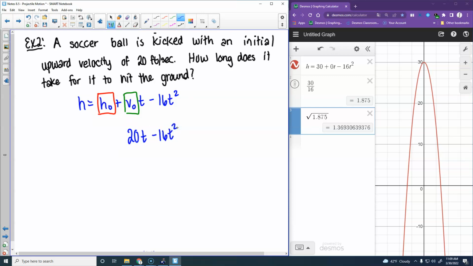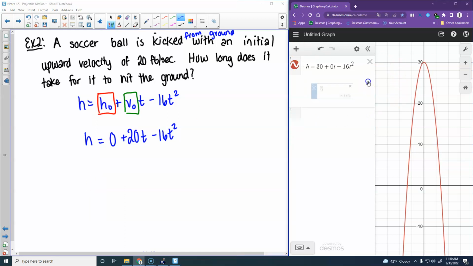What is my initial height? Okay, so a lot of times it will say it is kicked from the ground. It did not say that here, but we would assume that if the soccer ball is kicked, that it's kicked from the ground. I guess if it's like a goalie has it and is punting it, maybe not, but we're going to assume from the ground. And so if we're kicking something from the ground, its initial height is 0.